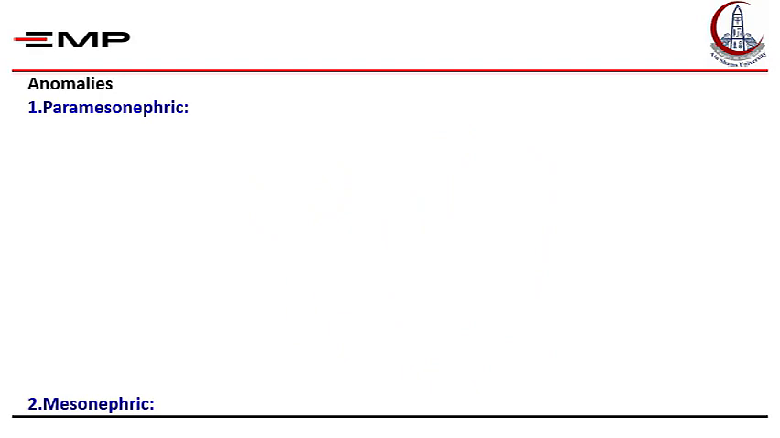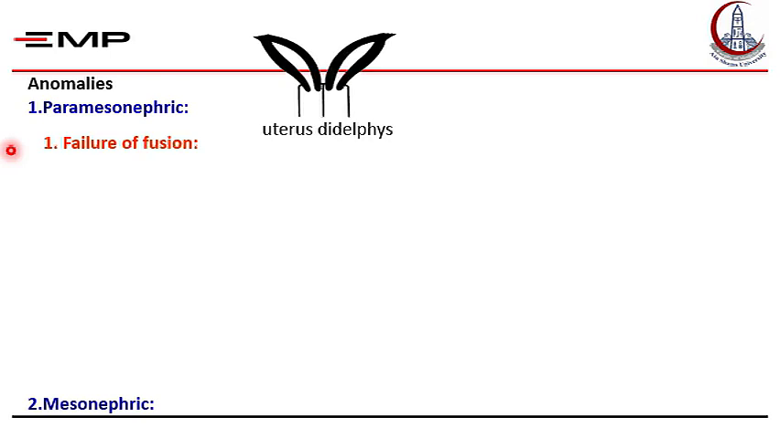Now we will see the anomalies that occur to the duct system, especially in the female. They are either paramesonephric anomalies or mesonephric anomalies. Paramesonephric anomalies occur due to one of four causes: either failure of fusion, aplasia, or hypoplasia, and failure of canalization. Failure of fusion, at its maximum form, there are two uteruses and two vaginae. This is called uterus didelphys.